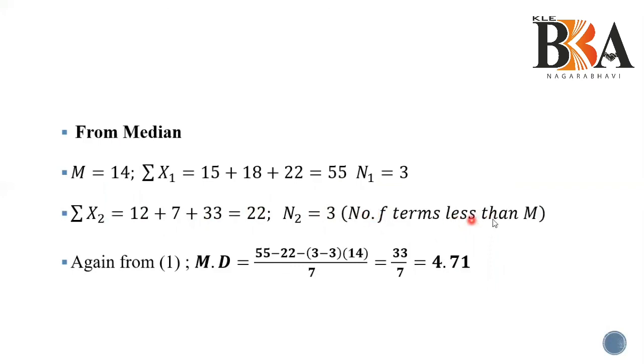So let us put the number of terms less than the median as n2, and n is the total. Again you have to put in your formula. So mean deviation equals 55, that is the x1 factor, then x2 is 22, minus 3 minus 3, that is n1 minus n2, into 14. 14 is the median value. Put that divided by 7, that is the total number of terms, equals 33 divided by 7, which becomes 4.71. So these are the two methods where you can solve mean deviation as well as coefficient of mean deviation. One is the normal method, and the other is the direct method.